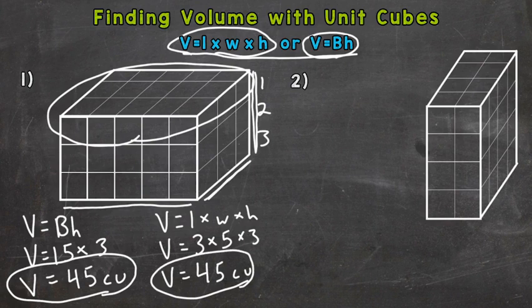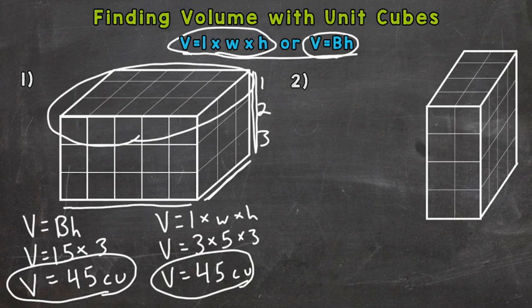And that will happen for every rectangular prism. Again, volume is how much space a three-dimensional object takes up. And we use unit cubes in order to measure that space, whether it's cubic inches, cubic feet, cubic yards, meters. Here we're just using cubic units. The unit of measure is not given.